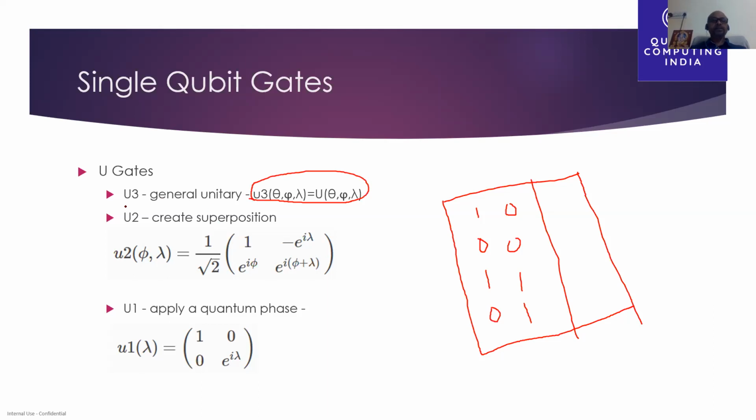Then there is another operation called creating superposition. We can make the spin energy go to any coherent superposition. That operation is determined by the U2 gate, which is 1 by square root of 2 multiplied by 1, e power i theta, e power i minus lambda, and e power i minus lambda plus theta.